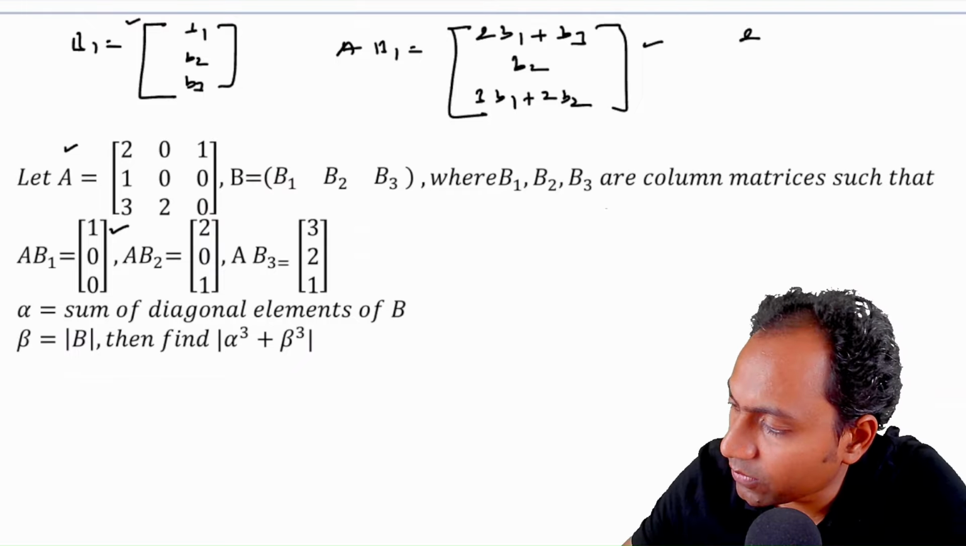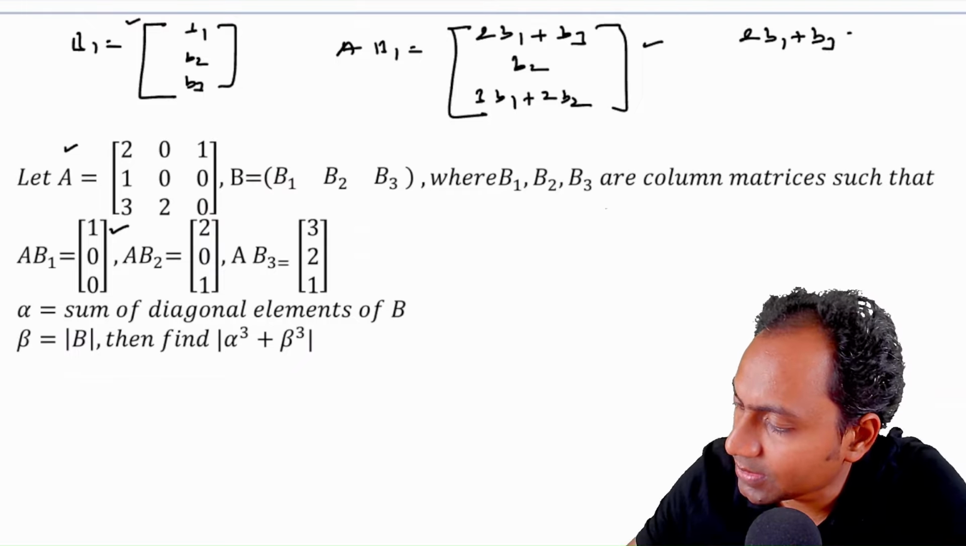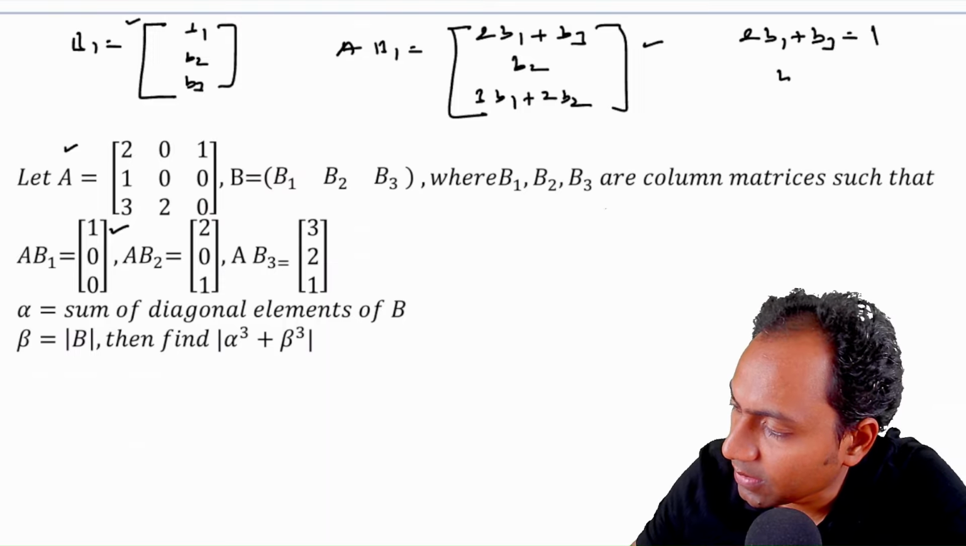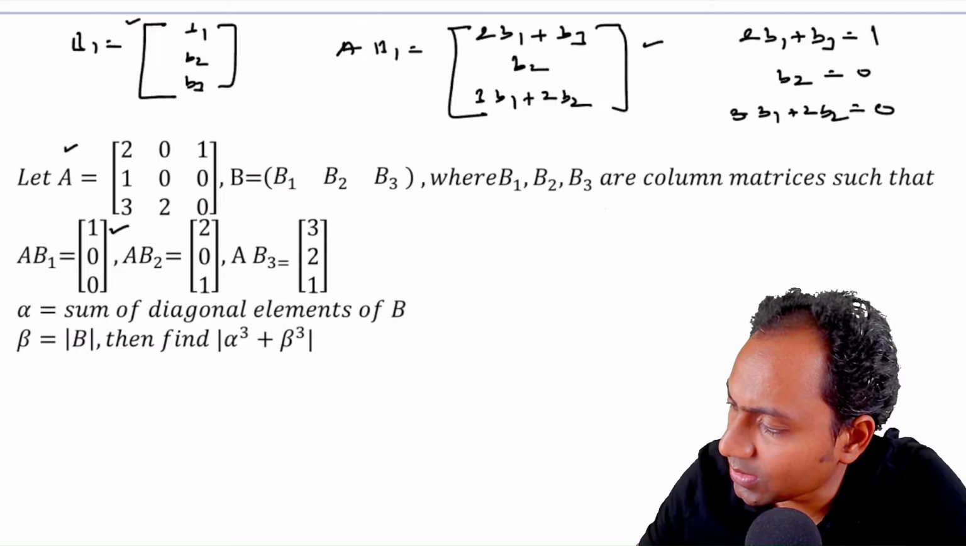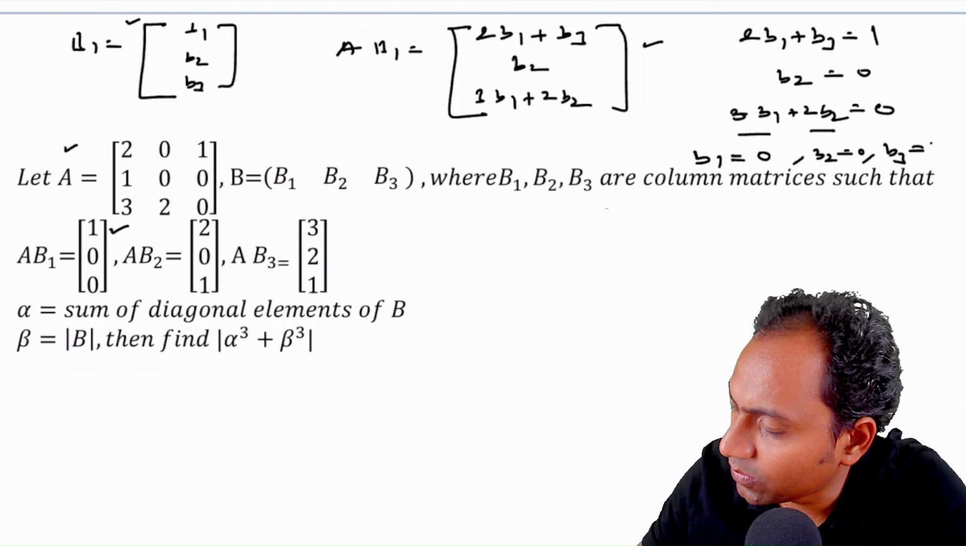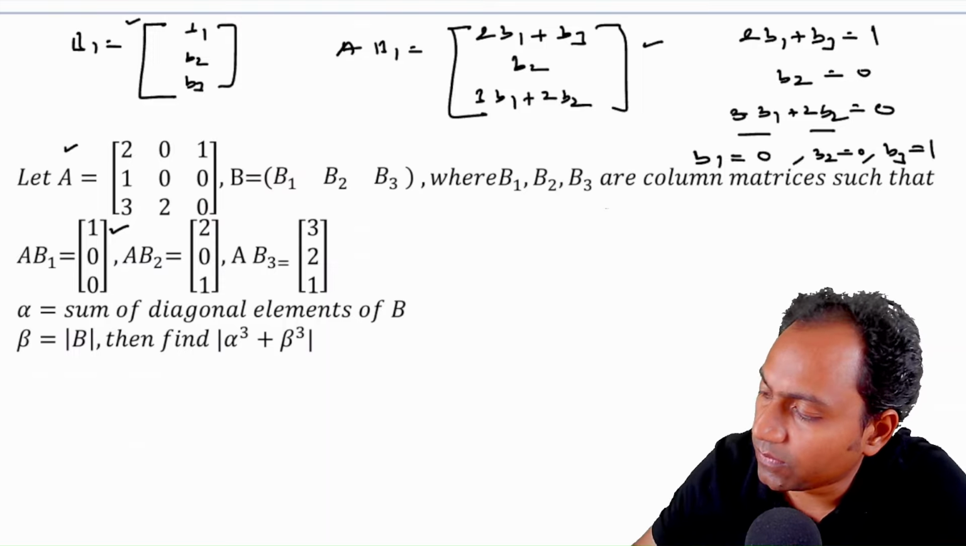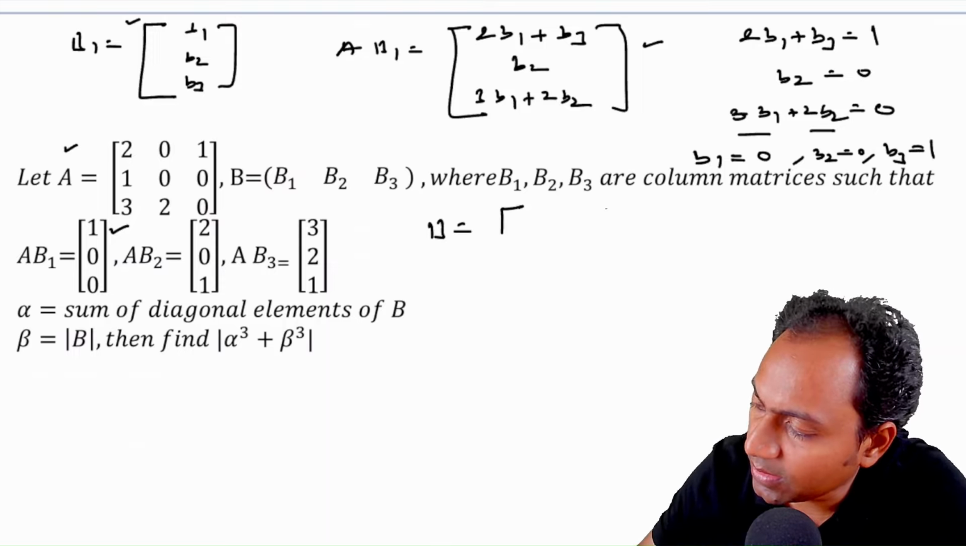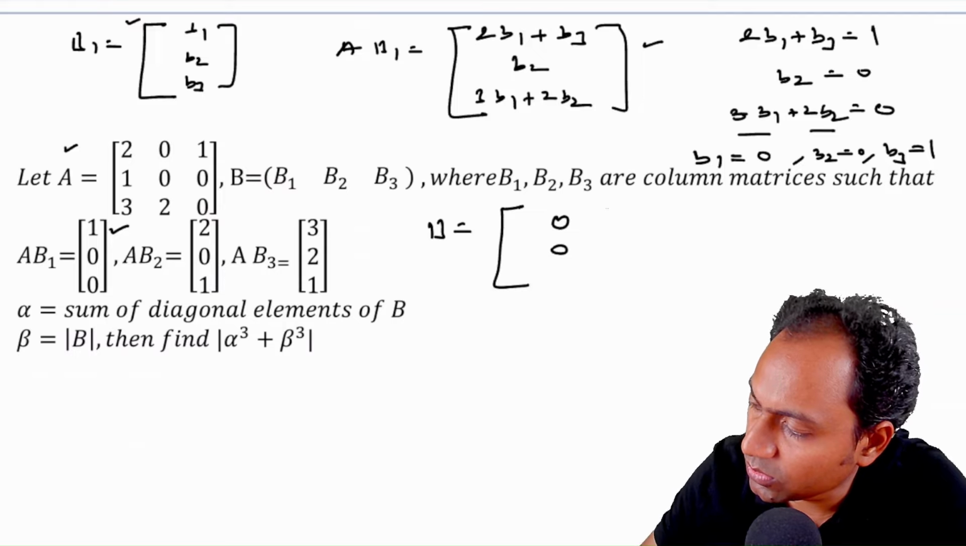So the value of 2b1 plus b3 is nothing but 1. b2 comes out to be 0, and 3b1 plus 2b2 comes out to be nothing but again 0. So you can see that since b2 is 0, b1 will also become 0 and b3 will become equal to 1. So what we have got is nothing but b1 0, b2 0 and b3 equal to 1. So what we have got here is nothing but the first column 0 0 1.